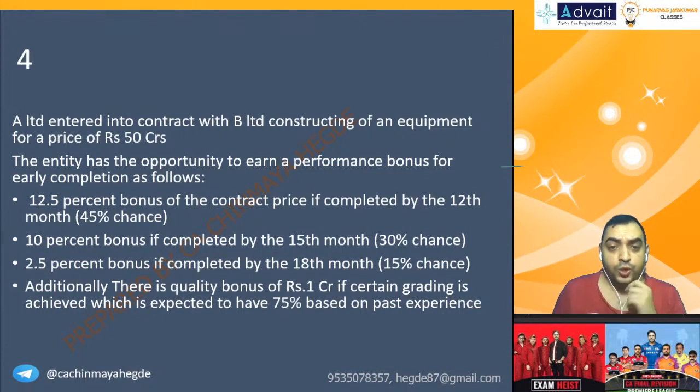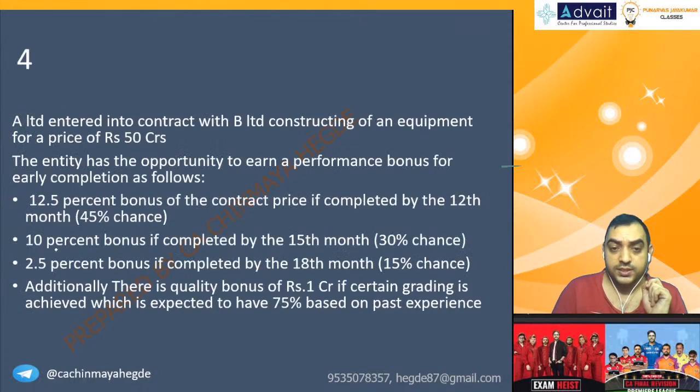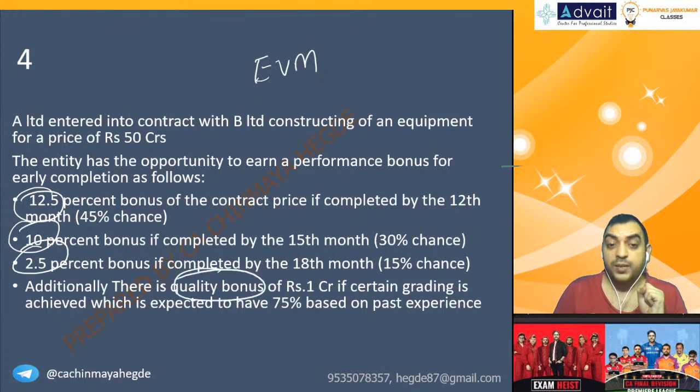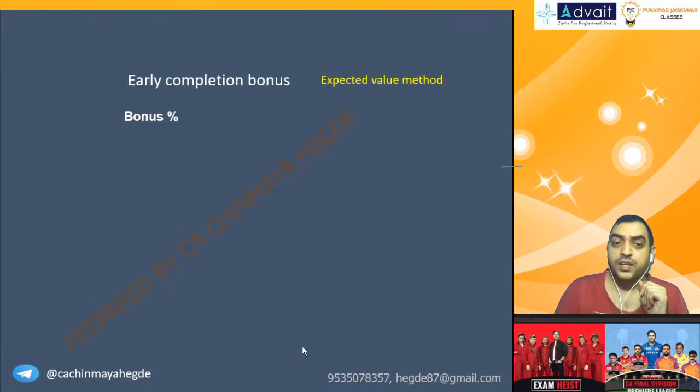Now here there are two types of bonus. One is the early completion bonus, that is 12.5%, 10% or 2.5%. Three possibilities are there. Three possibilities means we go for the expected value method, probability multiplied by expected values. Additionally, there is a quality bonus, that is either you get it or you don't. So here we go for the most likely amount, wherever the probability is high. So let's go for the first one, early completion bonus, expected value method.